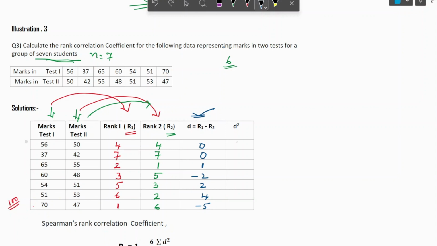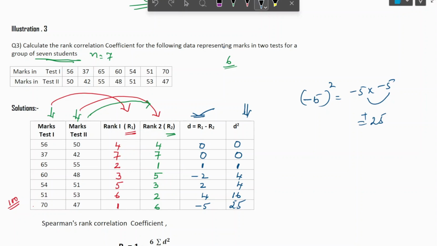You are going to find the square: 0 squared is again 0, 0, 1 squared is 1, minus 2 squared is 4, 2 squared is again 4, 4 squared is 16, and minus 5, the whole squared. What's the value? Minus 5 into minus 5, 5 into 5 is 25, and this is positive. Therefore, here 25. That means the D square column is always going to be positive because it is a square. The square of any negative number as well as a positive number is a positive value.